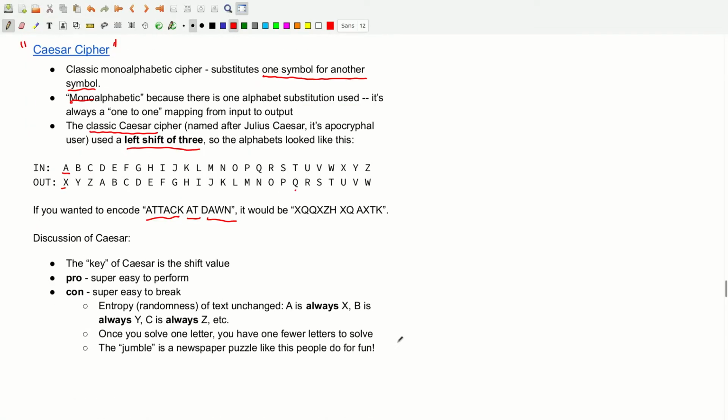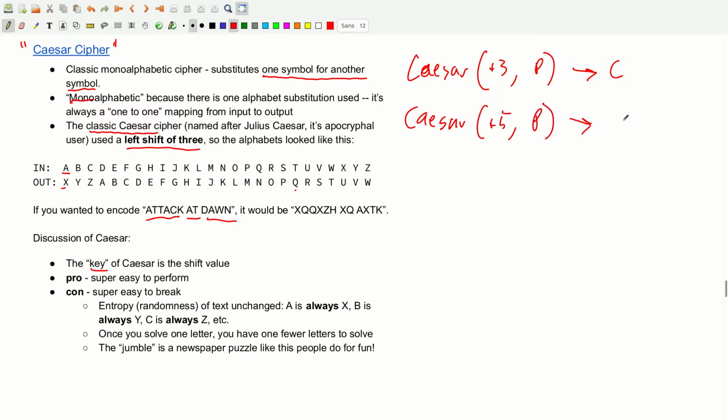So let's talk about Caesar's power. Well, the key, if Caesar had a key, it's a shift value. So you could imagine saying, Caesar, we're going to shift +3 on the plain text to get the ciphertext. And if we did Caesar +5 on a plain text, we'd get a different ciphertext, right? The key is essentially the shift value. Pros of Caesar, it's super easy to perform, right? We can do this right here. The con is it's super easy to break.